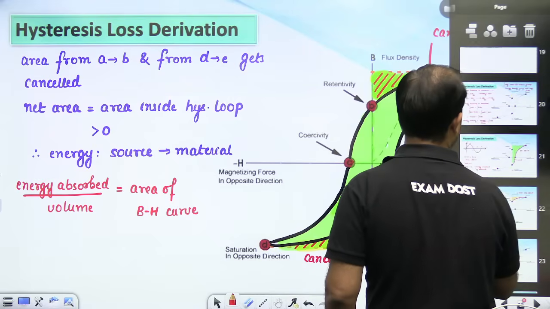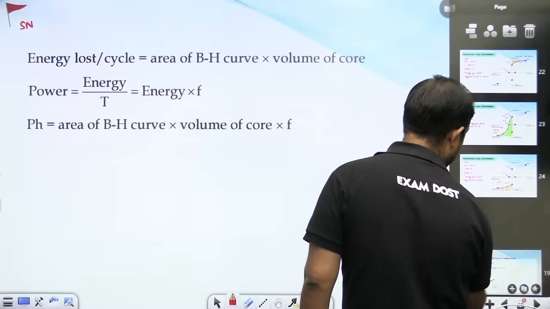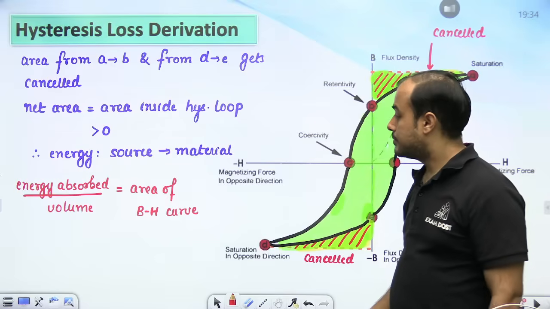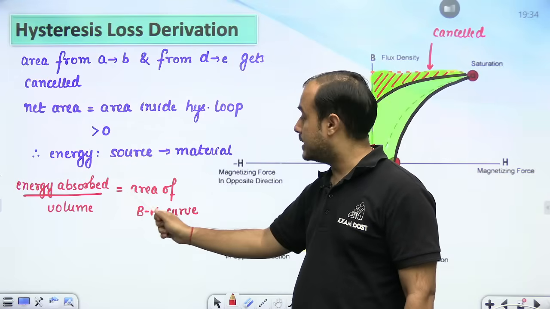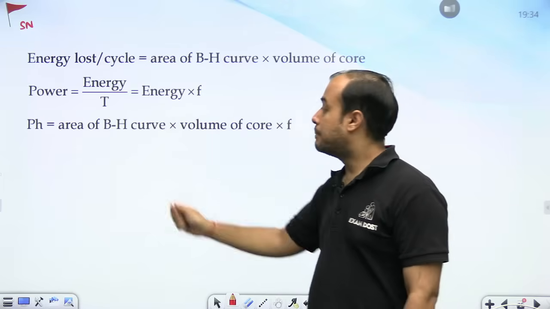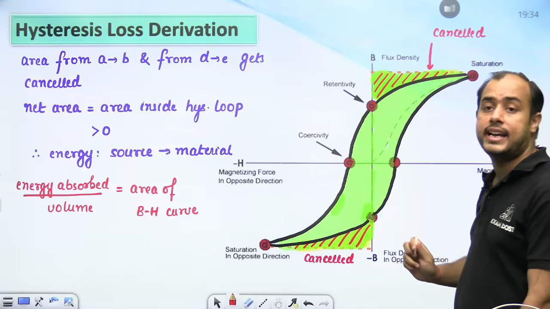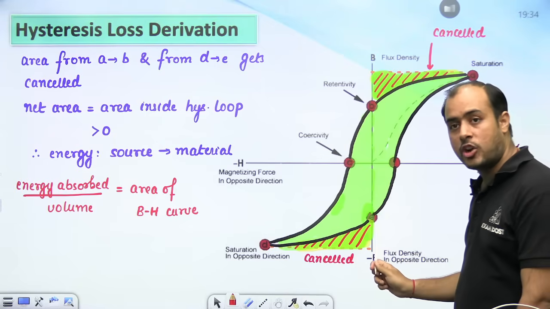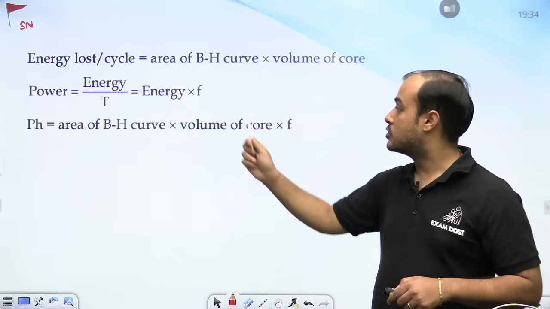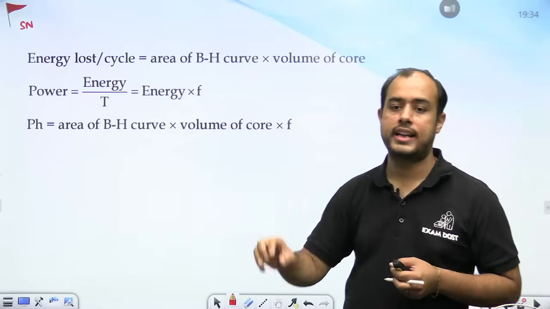Now you can understand this formula. So energy will be area into volume. अगर energy upon volume is the area, so energy will be area of the graph multiplied by volume. Power is energy upon time period of one cycle. ये जो green area है ये एक cycle के लिए है. We started from E, we ended at E. That is one cycle. So T is the time period of one cycle. So 1 upon time period is the frequency. So power is area of BH curve into volume of core into frequency.